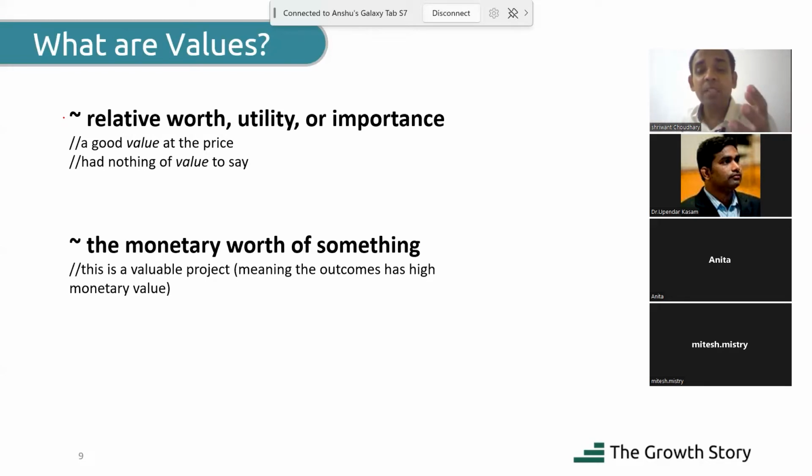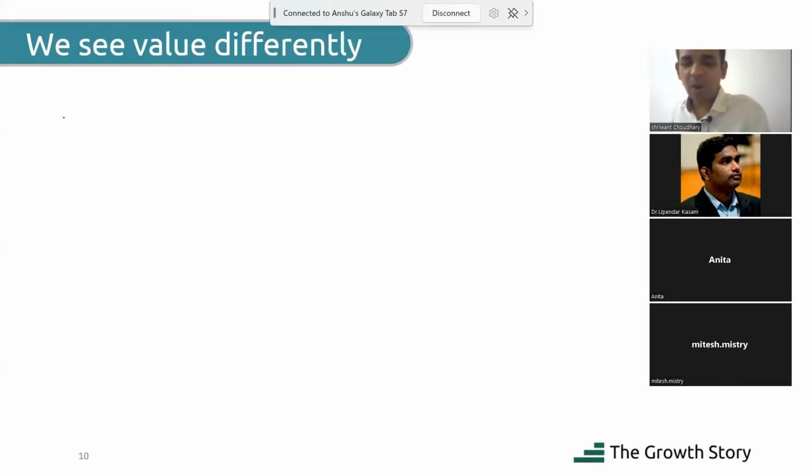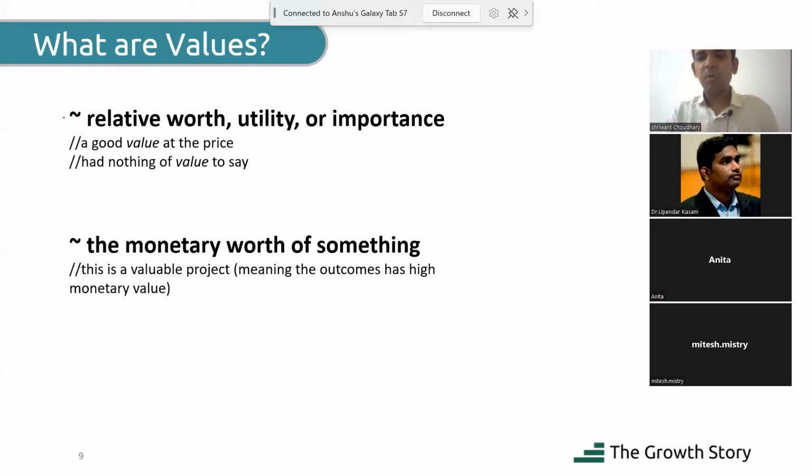So value is either direct or indirect. Value is in terms of notional or actual. Value is in terms of money you get or money you save. Okay, so all these things are value. Now, whenever we are talking about value, the story is not complete unless we tell you the value for whom, unless we tell you the attribution of that value. Who is getting that value?